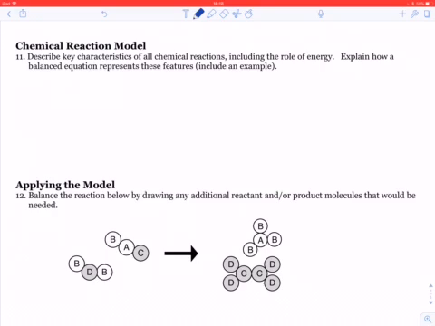So this is kind of on you, but here's what I'm going to say. We did a whole lab where we looked at all sorts of different chemical reactions, and there's some things that you guys saw. You saw that gases were produced. You saw that colors changed. You saw that fire happened. You saw precipitates form, right?